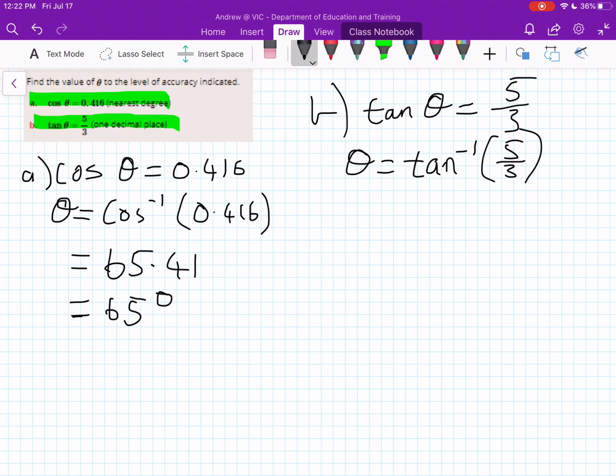So this here should give you an answer of 59.036, and it says to 1 decimal place. So here, this is 59.0. Remember, put the 0.0 because it isn't 59 exactly. So 59.0 degrees. So hopefully this gives you an idea of how to use our inverse tan, cosine, and it's the same thing for when you're doing your inverse sine. Okay? So hopefully this helps, and good luck.